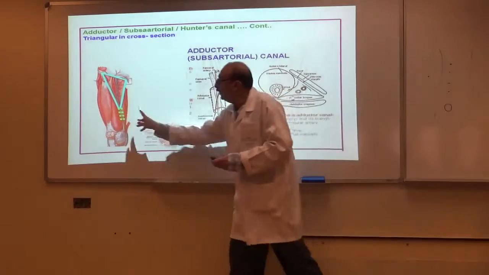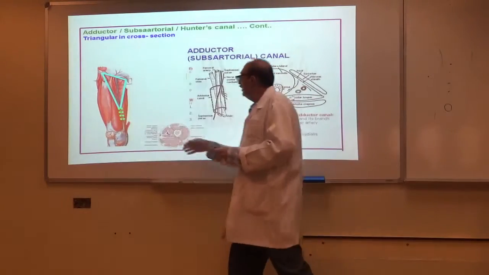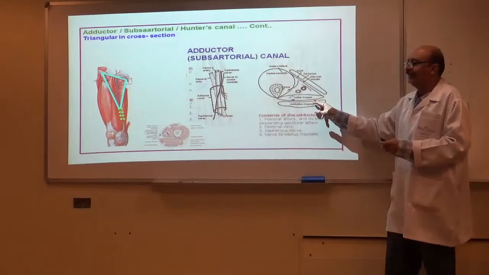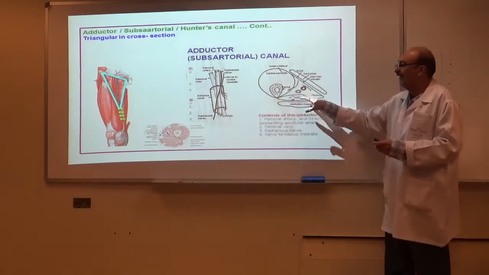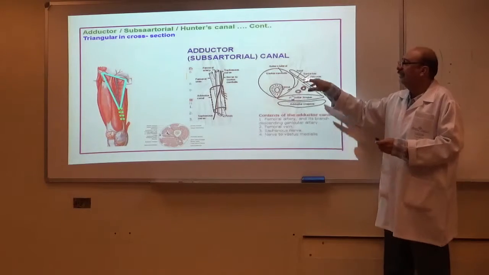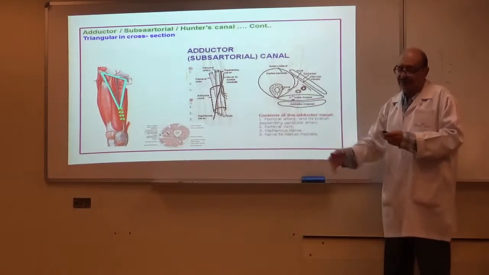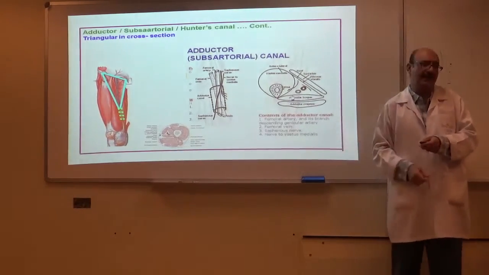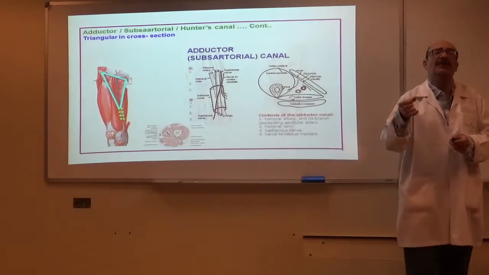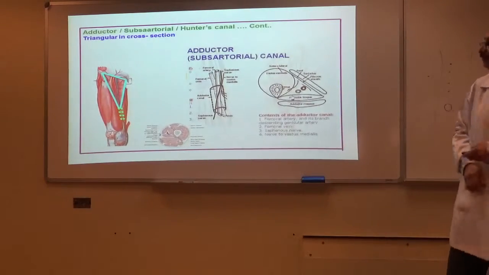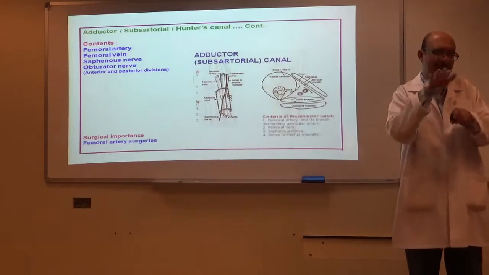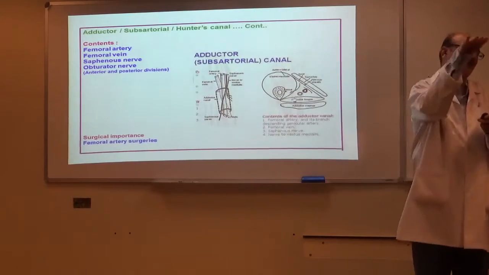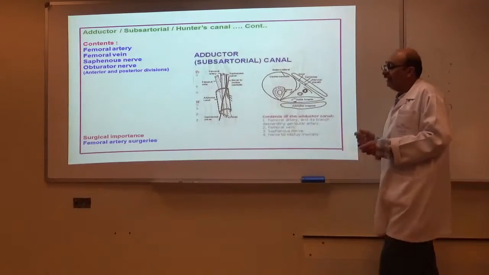And if I go deep, what is under? Adductor longus and magnus, both of them on the deep side. So this is a picture showing you the actual cross section level of the adductor canal. Subsartorial canal or Hunter's canal, same name. Better to remember it as subsartorial because you will remember the relations. Sartorius is on the top. Okay. What are the contents?